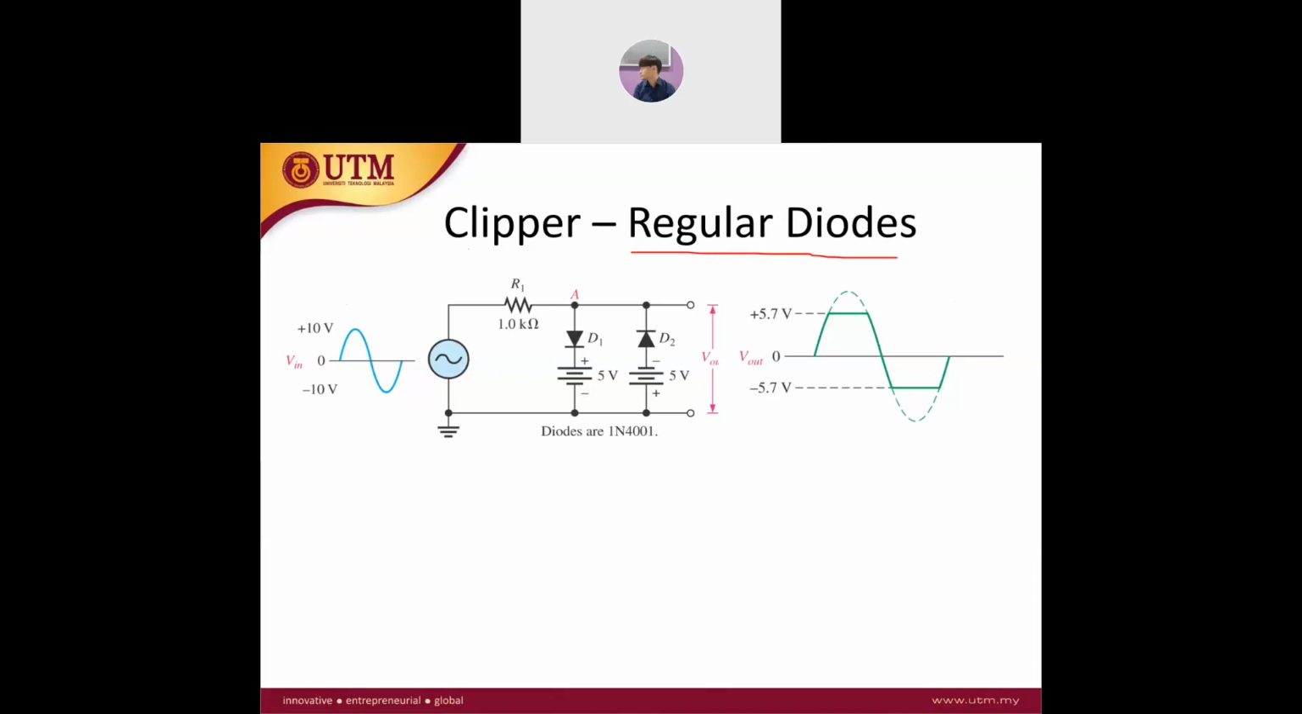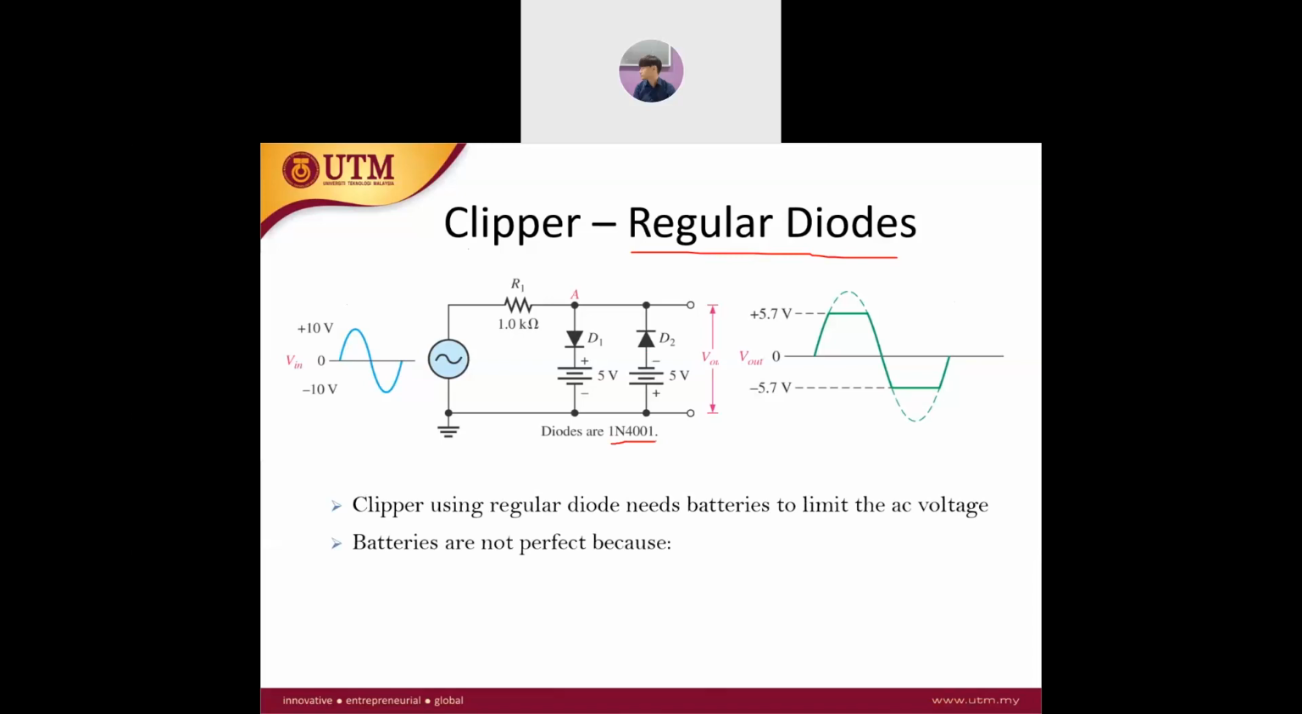The diode model I use is the 1N4001. Let's put all the things first. So this is a clipper using regular diodes, it's not a Zener diode. We go to the regular diodes first, then we extend to the Zener diode afterwards.